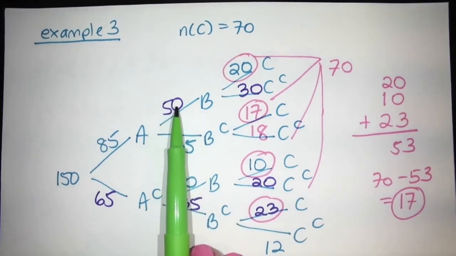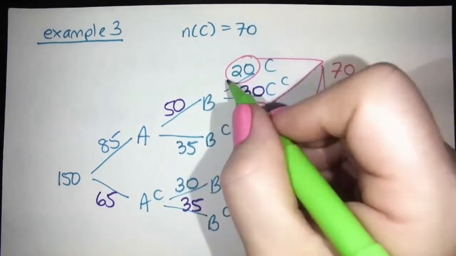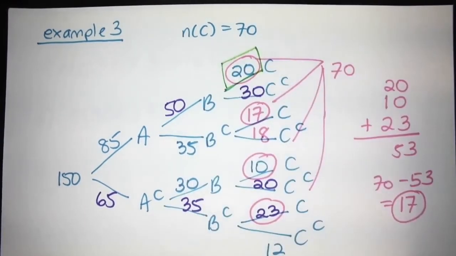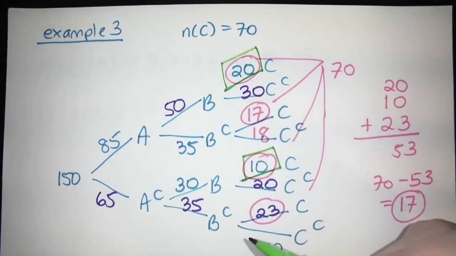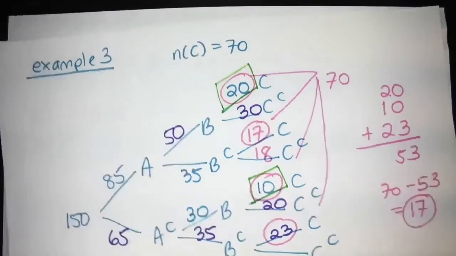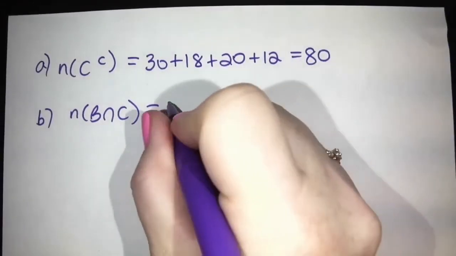So if we stop here, that's in A and B, but it doesn't have to do with C yet. So we have to go further to the right. This would be in B and C. It's in A and B and C, but it's in B and C. And there's another spot where it's in B and C, and that's right here. So if we're talking about C, we have to be at the far right. So it'd be 20 plus 10. So 30 would be our total for part B.